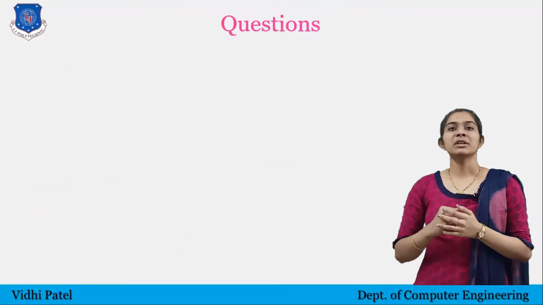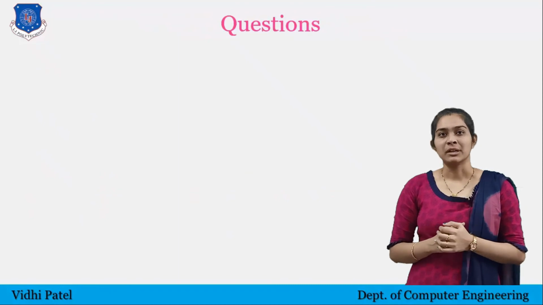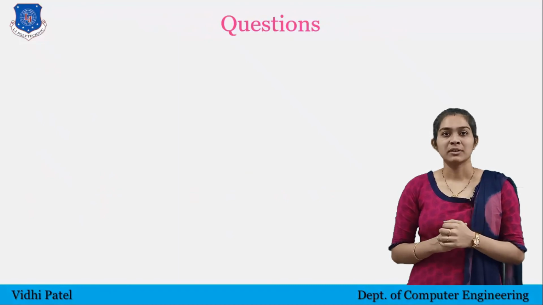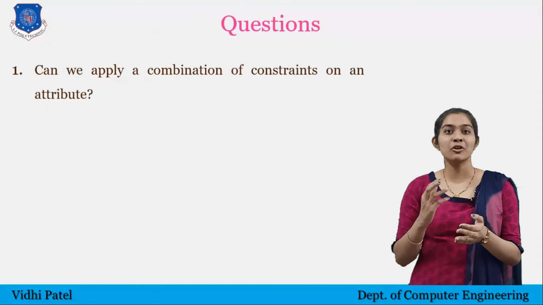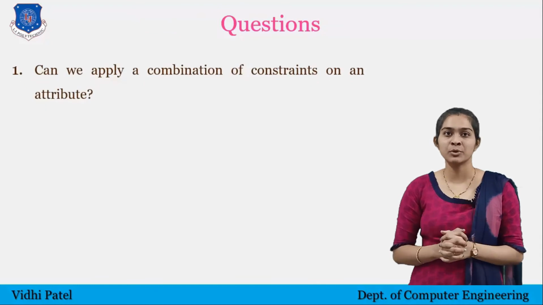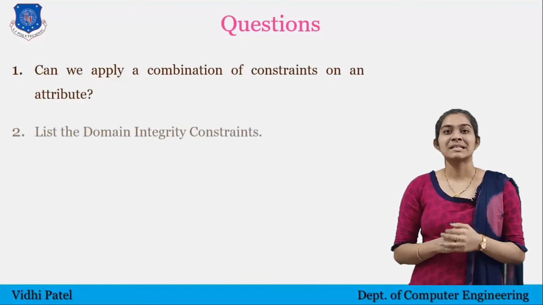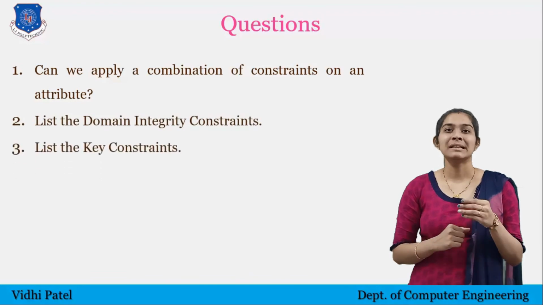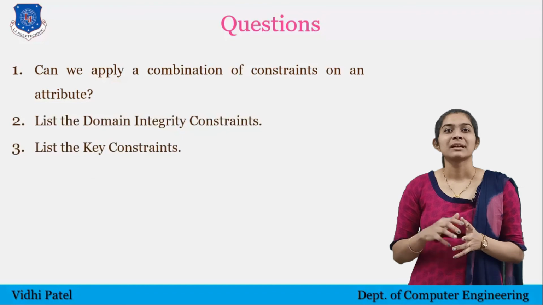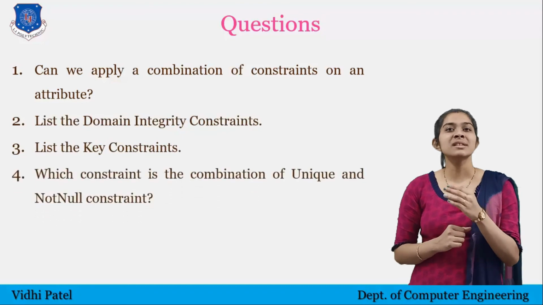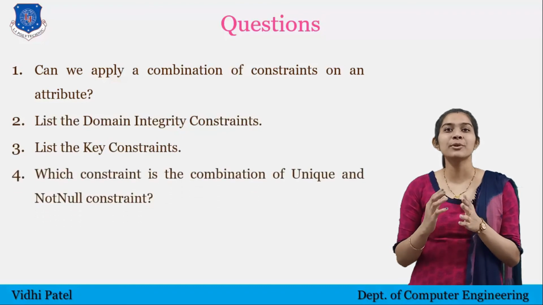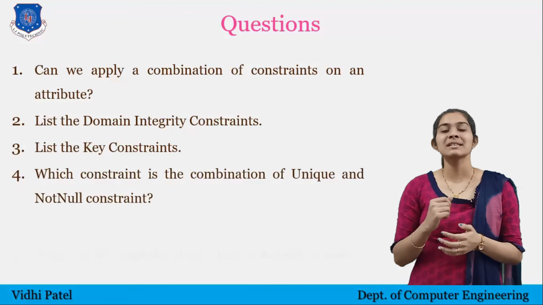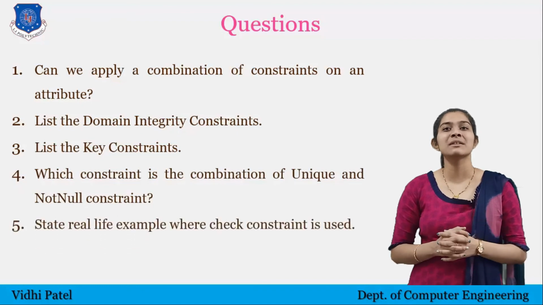There are some important questions available for this tutorial. Let's see them one by one. First one is, can we apply a combination of constraints on an attribute? Next one is, list the domain integrity constraints. Next one is, list the key constraints. Next question is, which constraint is the combination of unique and not null constraint? And the last one is, state a real life example where a check constraint is used.